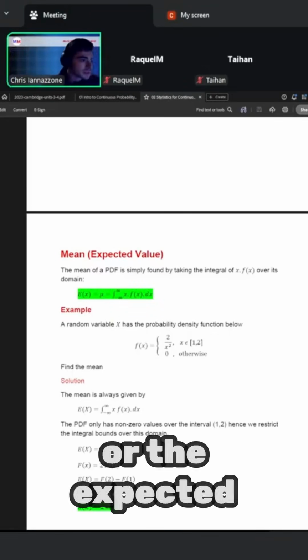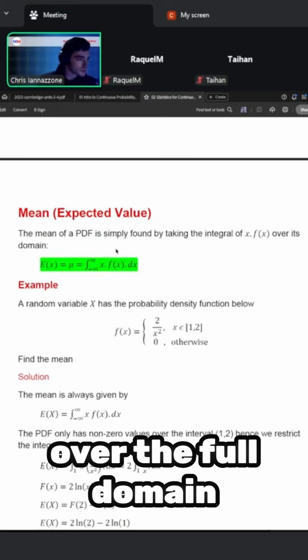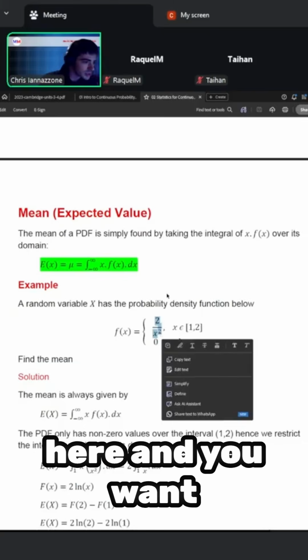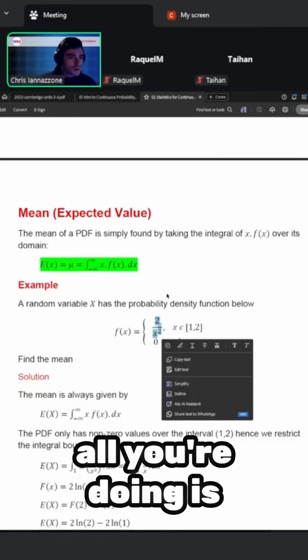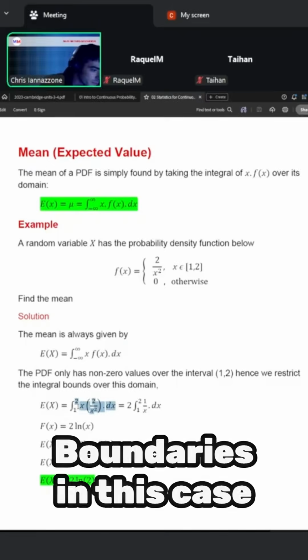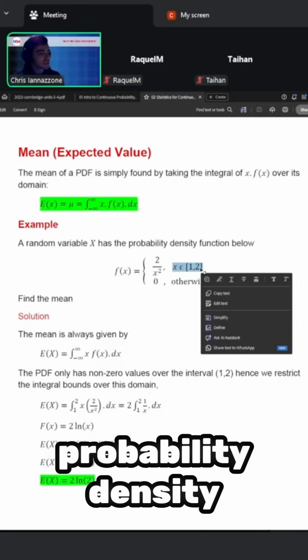Starting with the mean, or the expected value. Pretty simple, actually. It's just the full integral over the full domain of x times f of x. So if your function is this truncus over here, and you want to find the expected value, or the mean, all you're doing is taking that function into an integral and then multiplying it by x. Boundaries in this case are 1 to 2 because that's what the effective domain of our probability density function is.